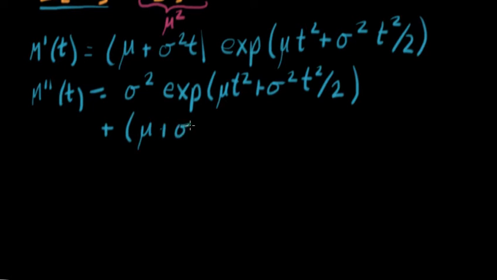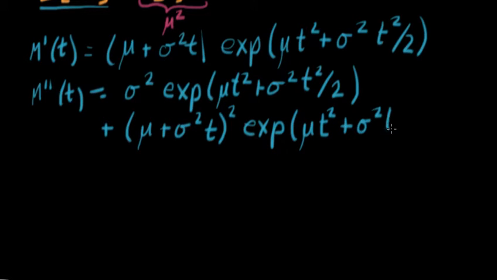mu plus sigma squared t times the derivative of this term, but we just figured that out, we know what that is. We know that's just another one of these guys. So we end up with that squared times all of this stuff again.